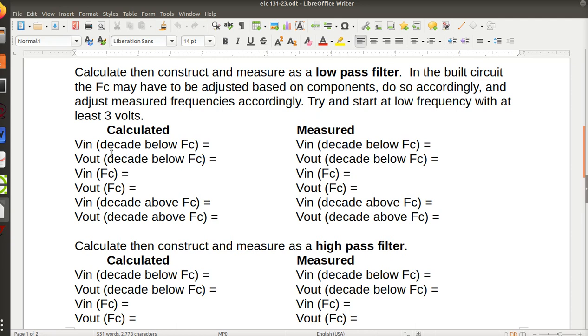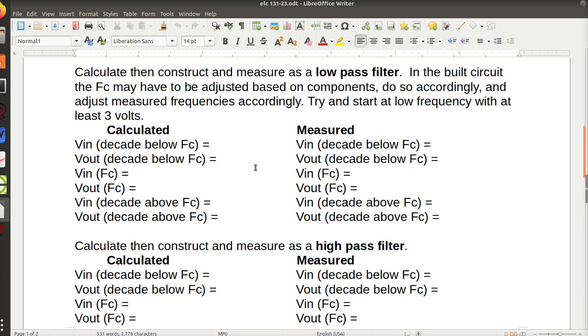Now, when I'm talking about frequencies and I'm talking about a decade, I'm talking about divide by 10 or multiply by 10. So a decade below 282 would be 28 hertz. A decade above 282 would be 2820 hertz. So you move your decimal place when you go decades above and decades below. You make it smaller if you go below, you make it bigger if you go above.